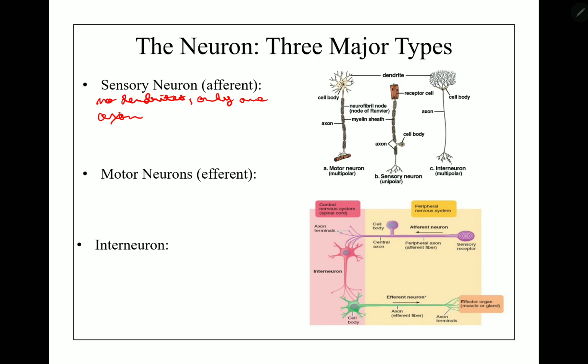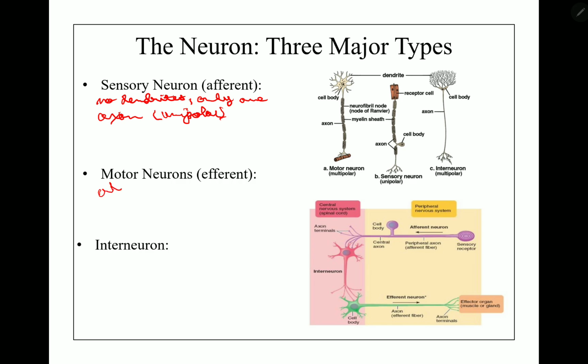You don't probably need to know the specifics of this for the test, but you should know you have afferent, efferent, and then interneurons. I think we've already covered that. This you've already seen before.